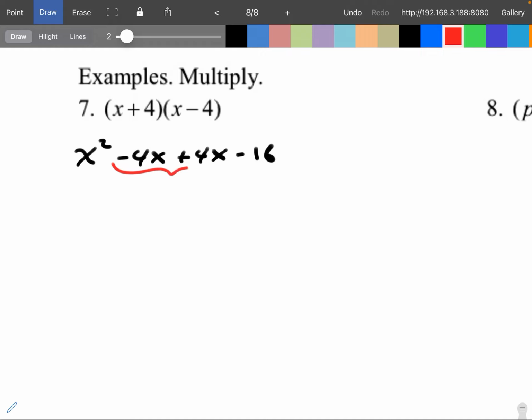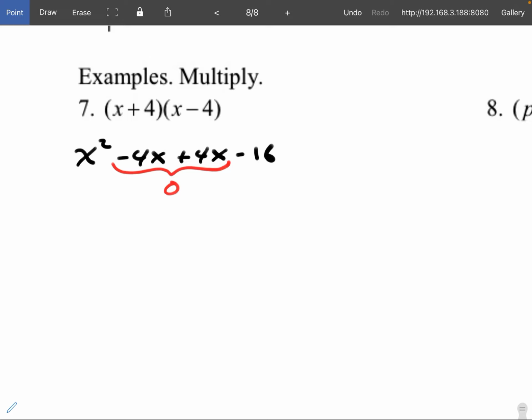Now, on this one, guys, what happens in the middle? They cancel out and make 0. Negative 4x plus 4x, that's 0x. And 0 times x is just 0. So they cancel out.